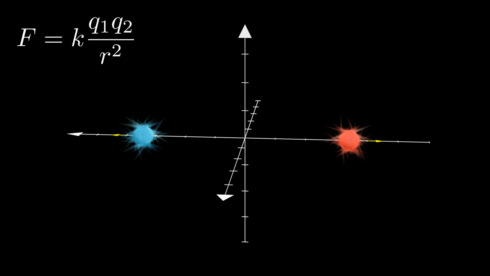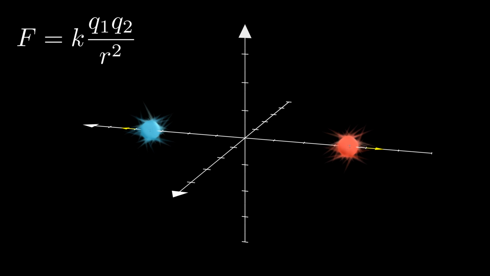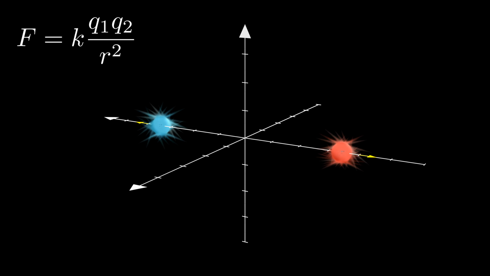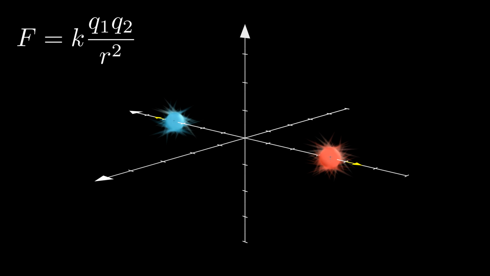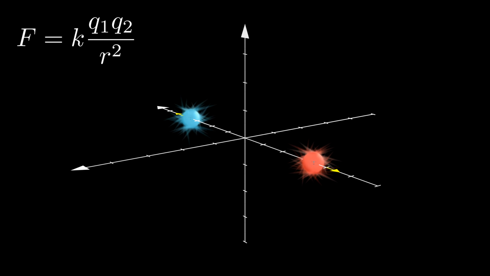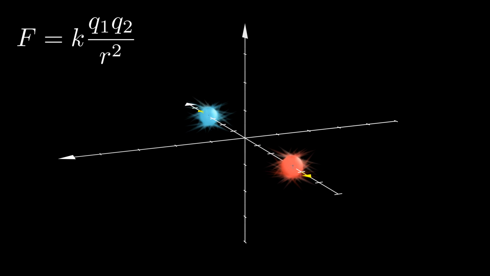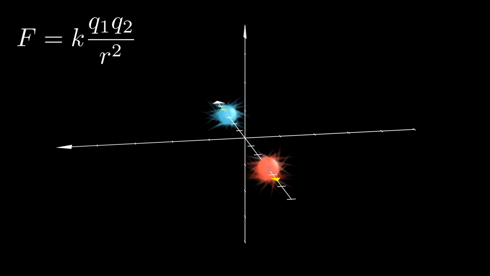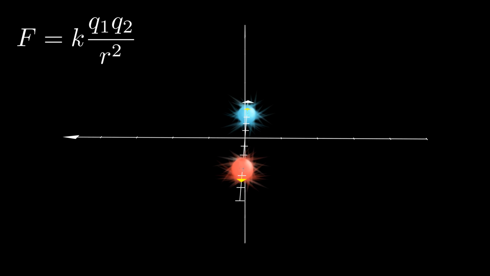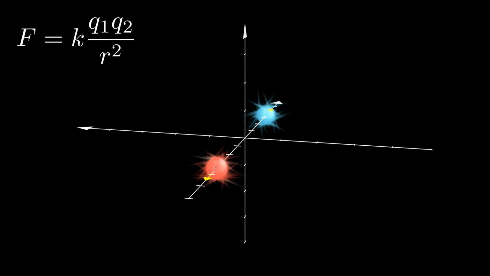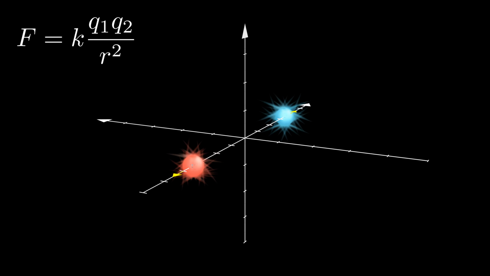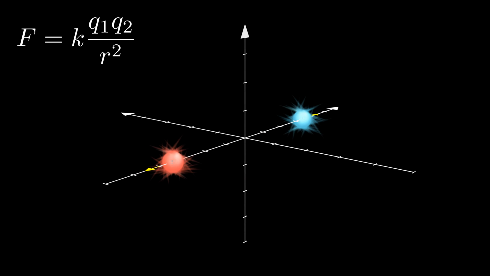Notice in this 3D visualization how the force vectors change as we manipulate the charges. If both charges are positive, the vectors point away from each other. This is repulsion. If one is negative, they point toward each other, attraction. As we increase the distance, the force drops off incredibly fast. This is the famous inverse square law.